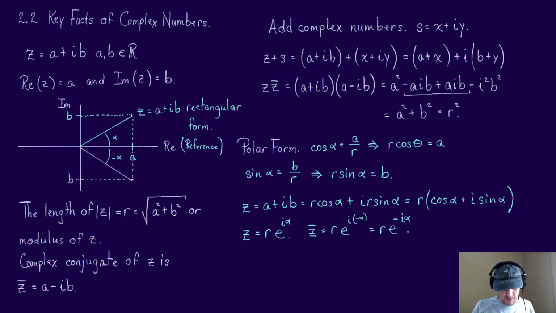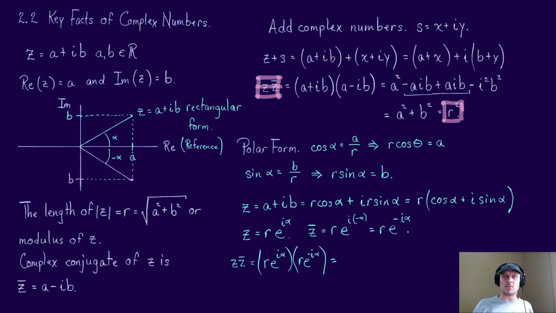Now, earlier, let me lead you back up above here. What did we say about r? We said that if you multiply a complex number times its complex conjugate, you should get r squared. That's what we found. Let's see if that's true now using the polar form. So if I take the polar form, this would be z times its complex conjugate. Well, that's r e to the i alpha times r e to the minus i alpha.